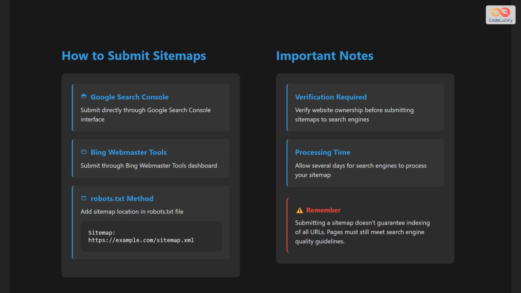Once you have created your sitemap, it is time to submit it to search engines. You can submit your sitemap directly through Google Search Console and Bing Webmaster Tools. Another method is to add the sitemap location to your robots.txt file. Here is an example. You can add the line Sitemap: then the full URL of the sitemap.